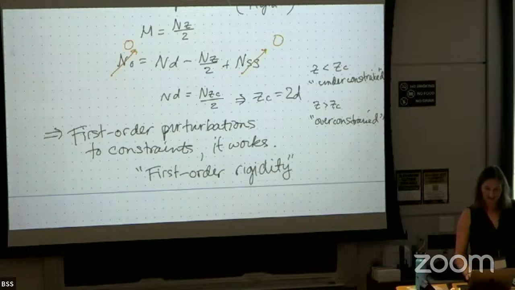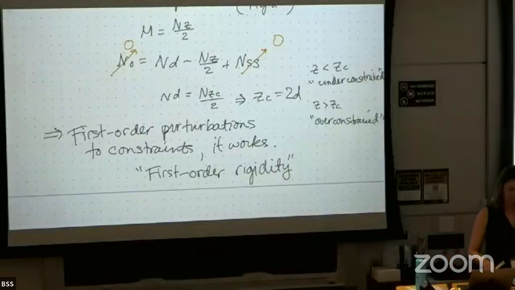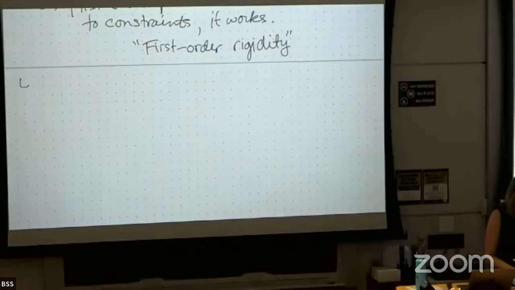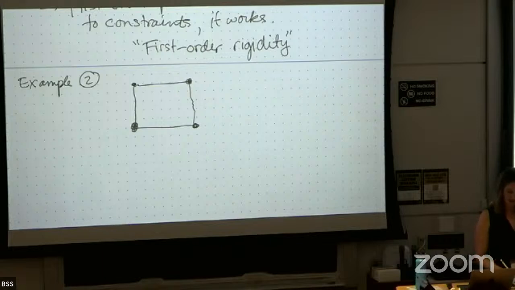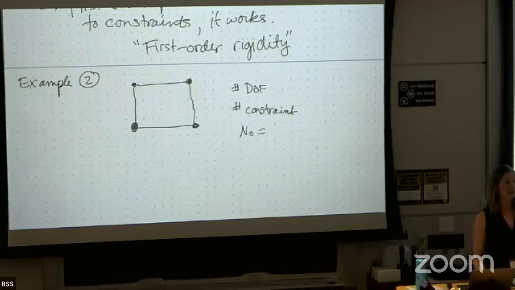Okay, great. So let's do another example. Example number 2. It's a 4-bar linkage. I want you to work with your neighbor for the next 5 minutes and write down the number of degrees of freedom. This is in 2D, so this is a 2-dimensional frame, right? And I want you to write down the number of degrees of freedom and the number of constraints, and then derive the number of zero modes and tell me what they are. So work with a partner, turn to your neighbor.